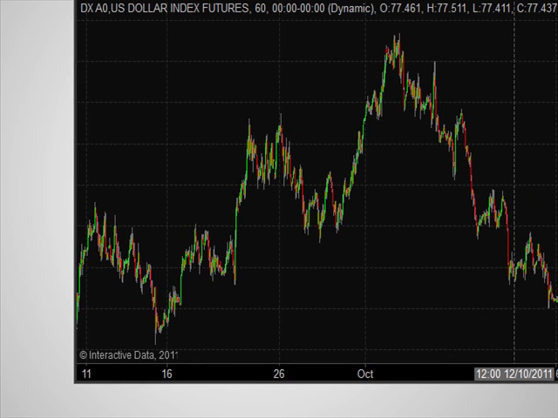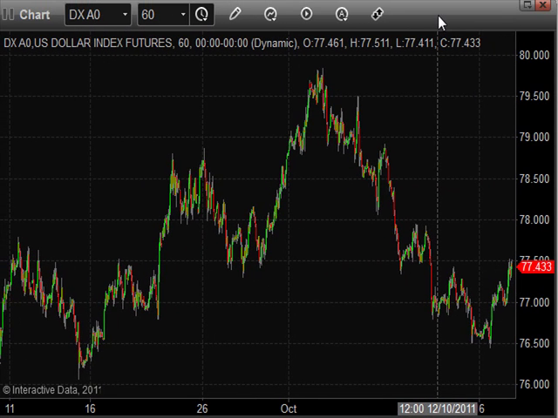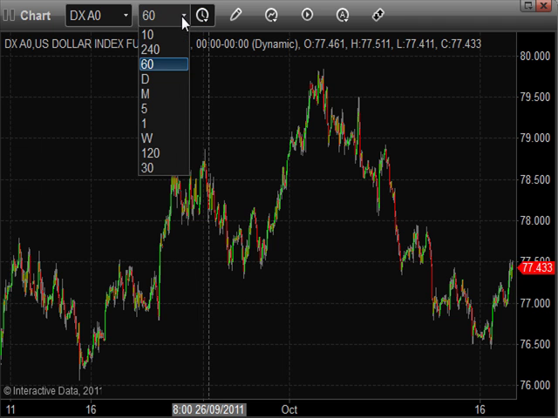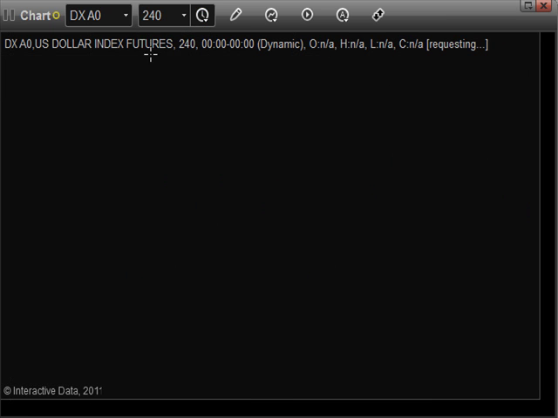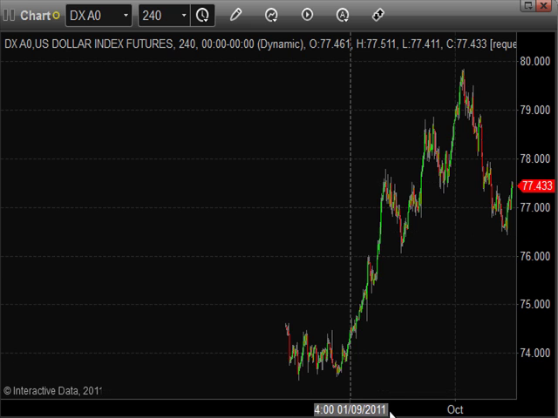Here we've got the U.S. dollar index. This is the 60-minute chart. I'm actually just going to go to the 4-hour chart because that's what most of the other charts I'm going to show you this morning are based under. It's easier if I keep everything in the same time frame. Just let this page load here.